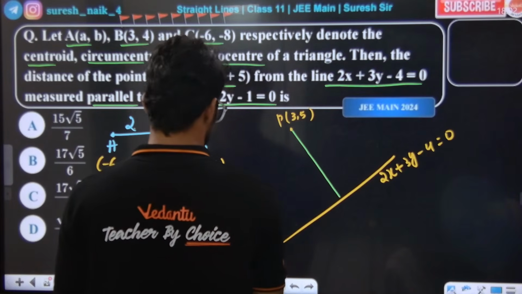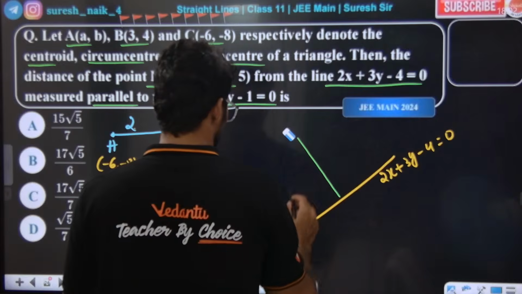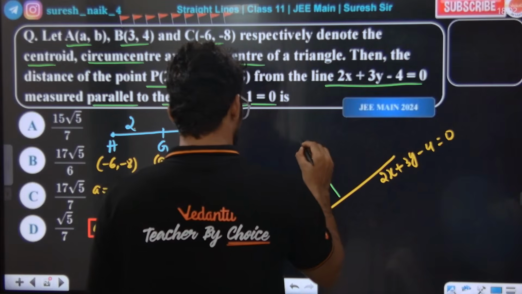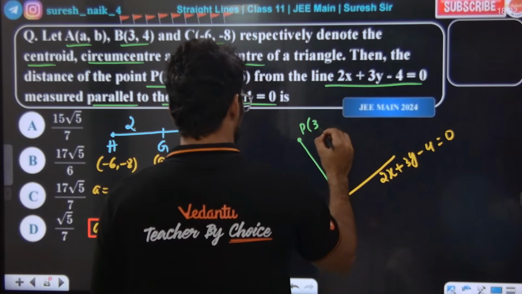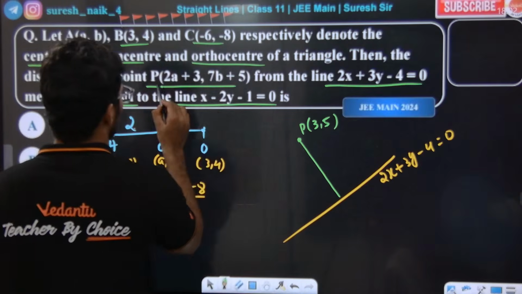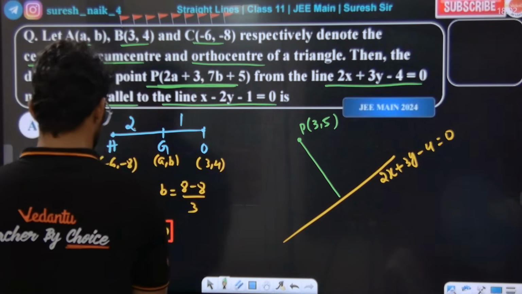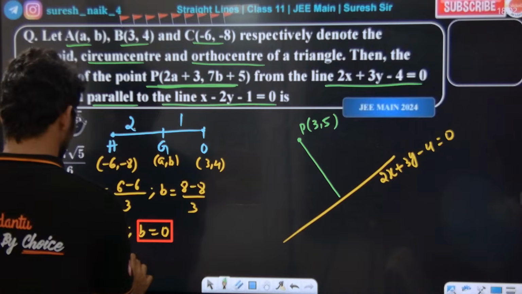P, what we got, 3, 5. Check from this. P is basically 3, 5.